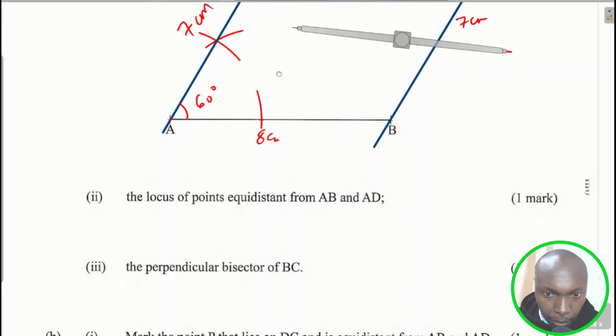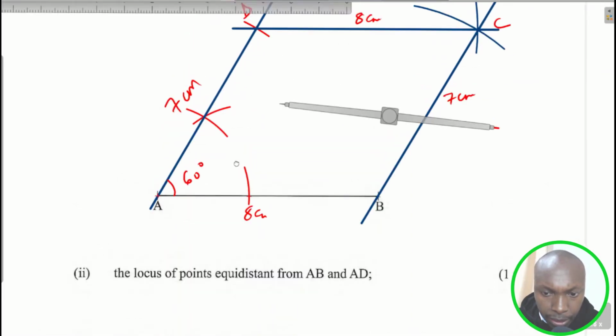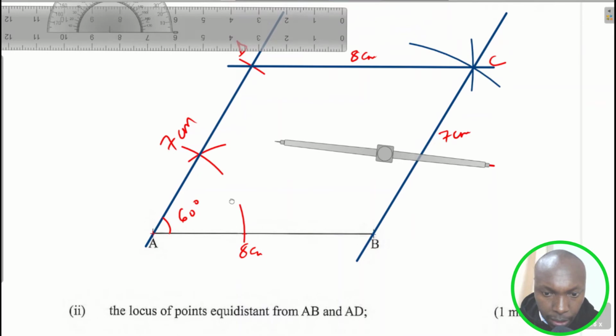2. The locus of points equidistant from AB and AD. So which type of locus is that? Locus of points equidistant from two sides, the two given sides, AB and AD, is the angle bisector between the two sides. So we are going to bisect the angle that is between AB and AD. That is what is going to give the locus of those points.